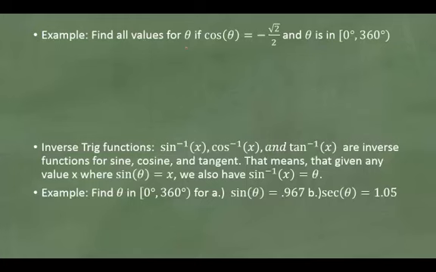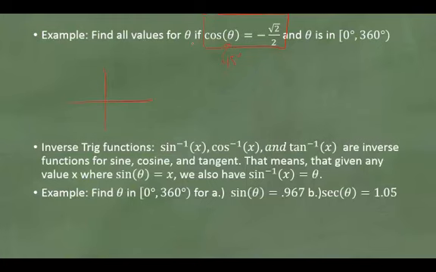Find all values for theta if cosine theta is equal to negative square root of 2 over 2. Already seeing this negative square root of 2 over 2, you should be thinking maybe something like 45 degrees. Remember, because that's when we had square root of 2 over 2.